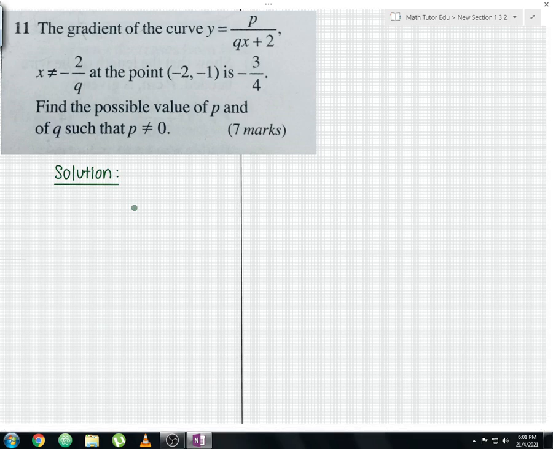Now I'll be discussing Form 5 Additional Mathematics Chapter 2 Differentiation Long Question Example 5.